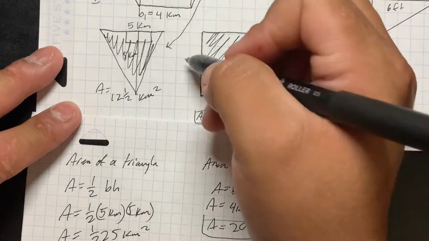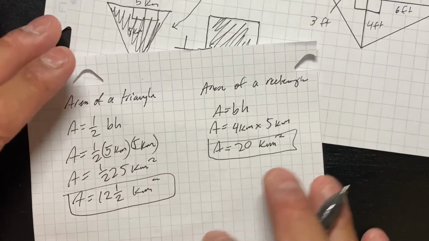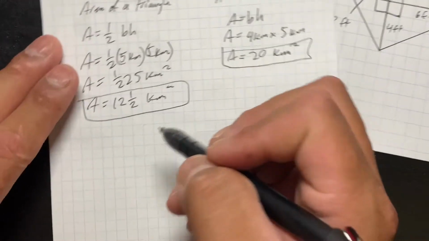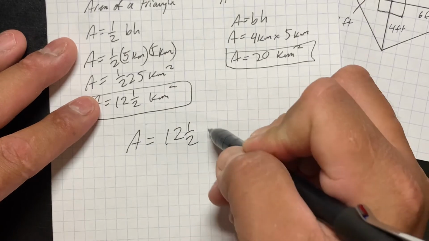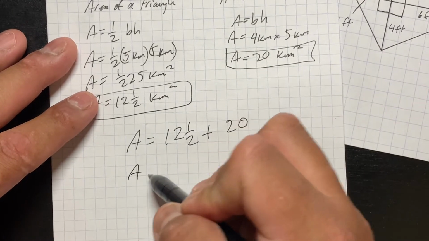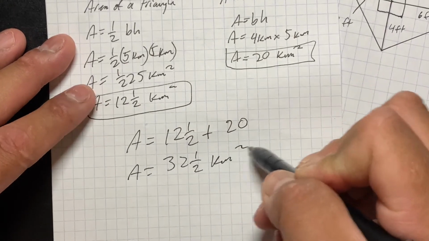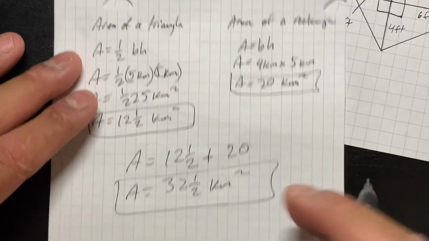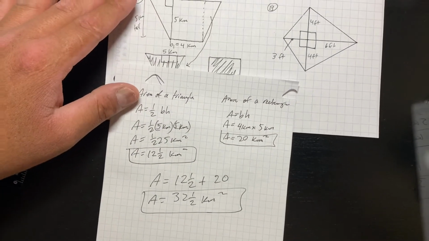Now what we're going to do is we're going to add those two areas together. So what we're going to have is area equals 12.5 plus 20. Now 12.5 plus 20 is going to be 32.5. So this whole thing is going to be 32.5 kilometers squared for the area of this trapezoid. Let me zoom out just a hair.